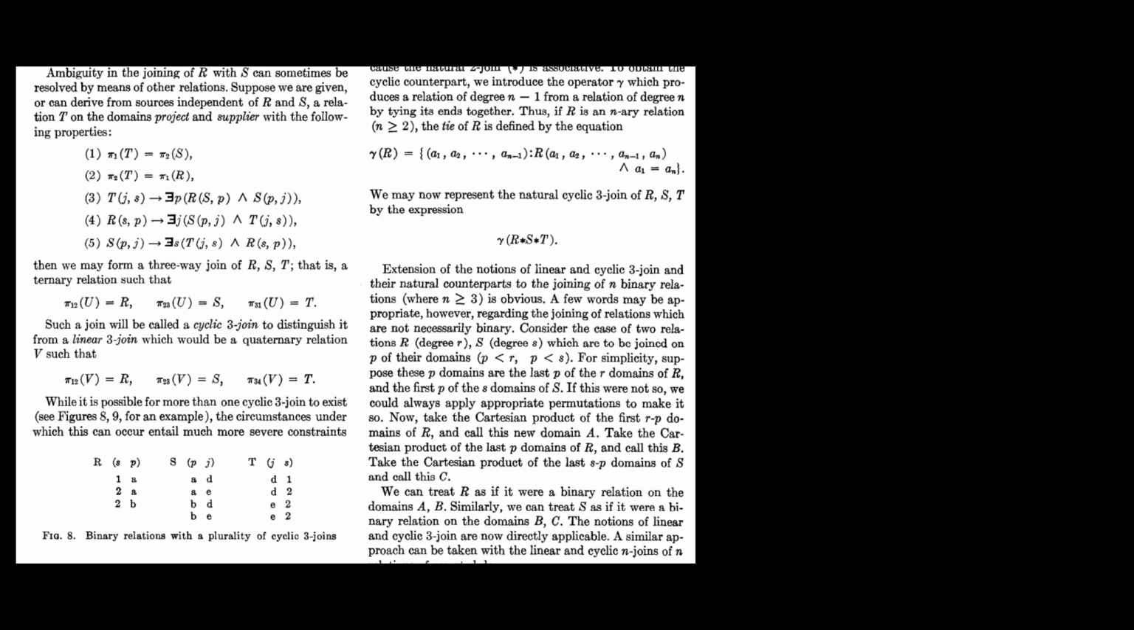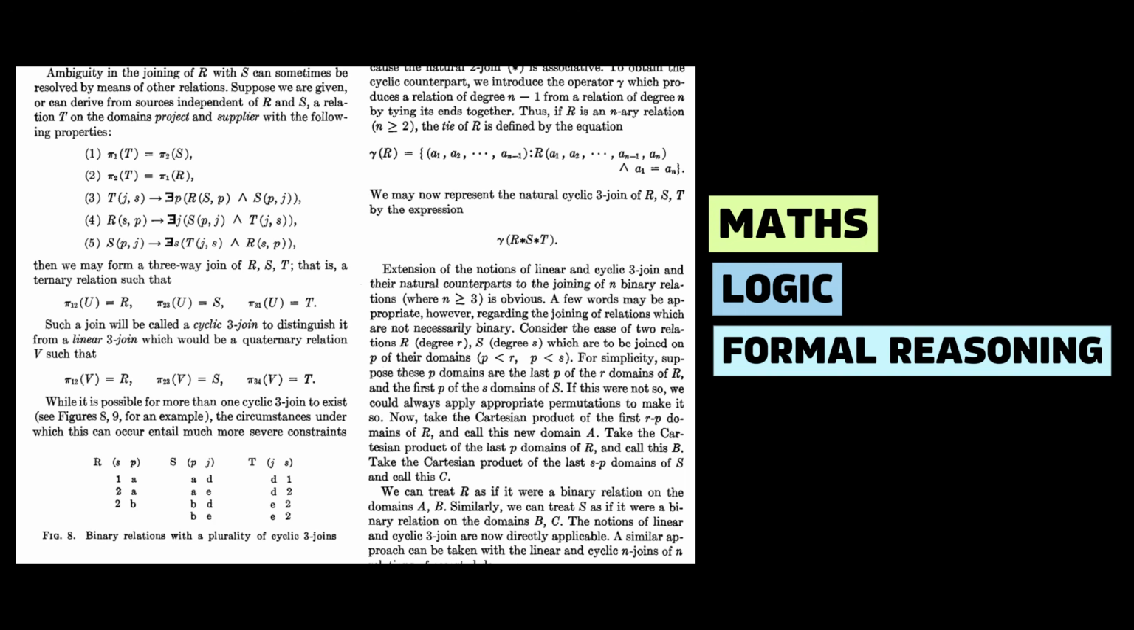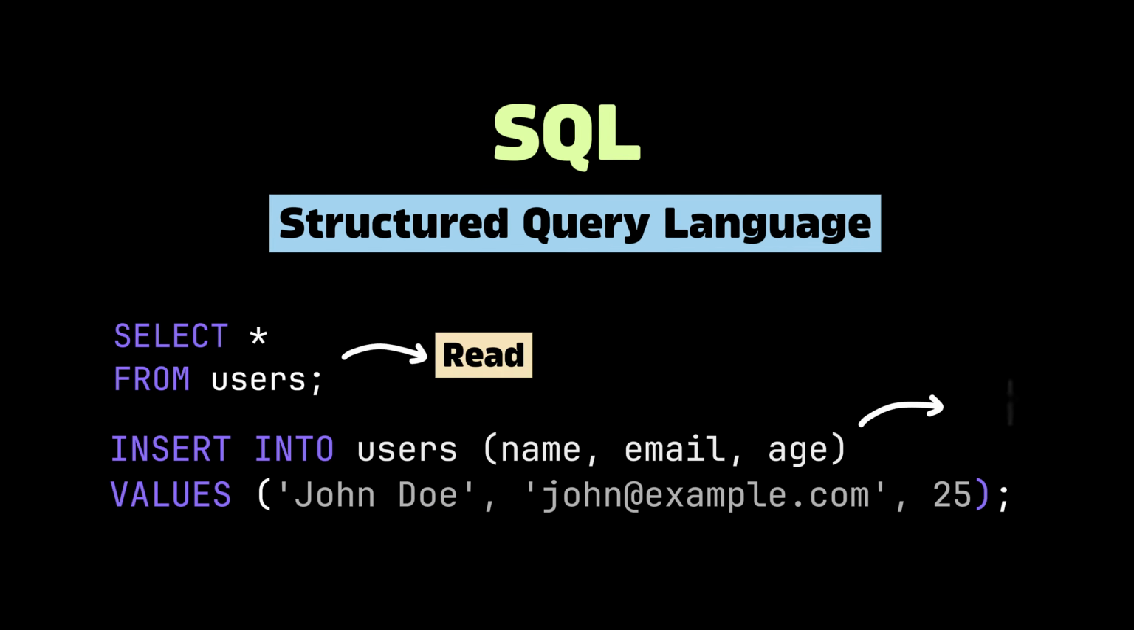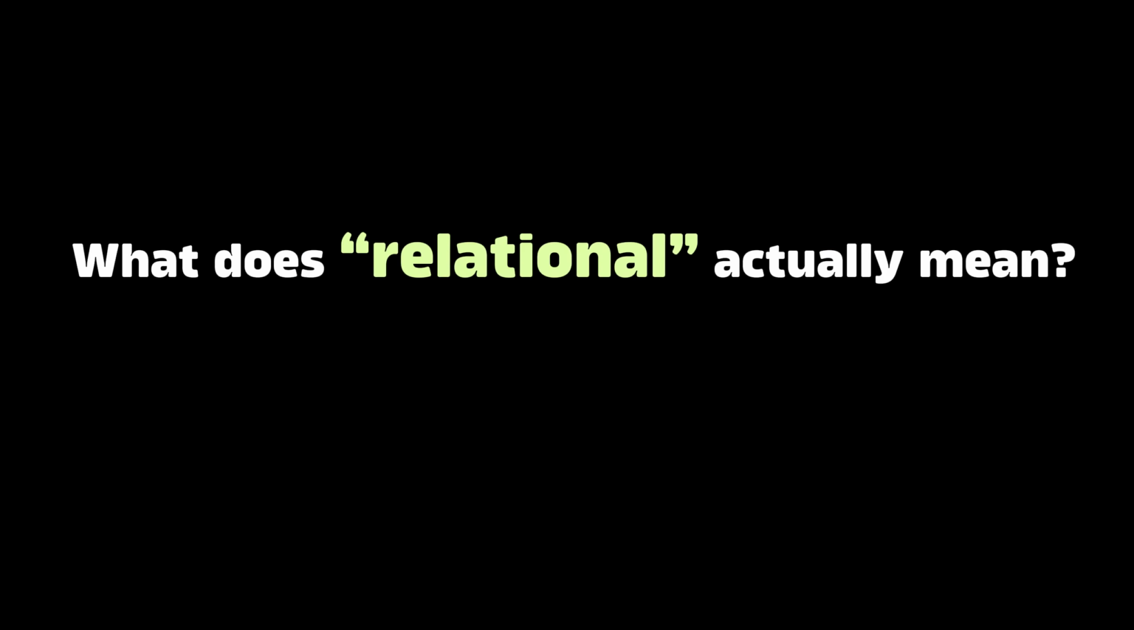But when you skim through it, you can immediately see the sheer amount of math, logic, and formal reasoning behind it. That deep theoretical grounding is a big reason why relational databases are still trusted for critical systems all these years later. A few years after Codd's work, it would inspire the creation of SQL, Structured Query Language, a specialized language designed specifically for reading and writing data in relational systems. But what does relational actually mean in practice?